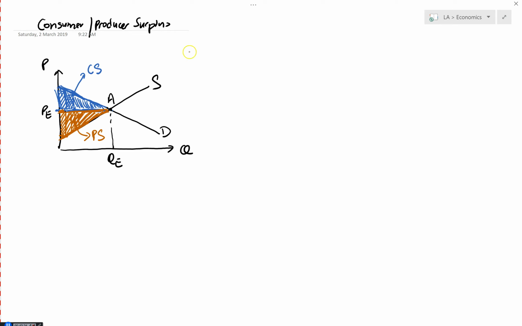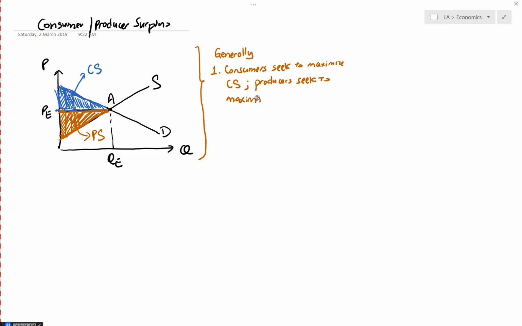Okay, now, few things to note. Generally, number one, consumers seek to maximize consumer surplus. Producers seek to maximize producer surplus.